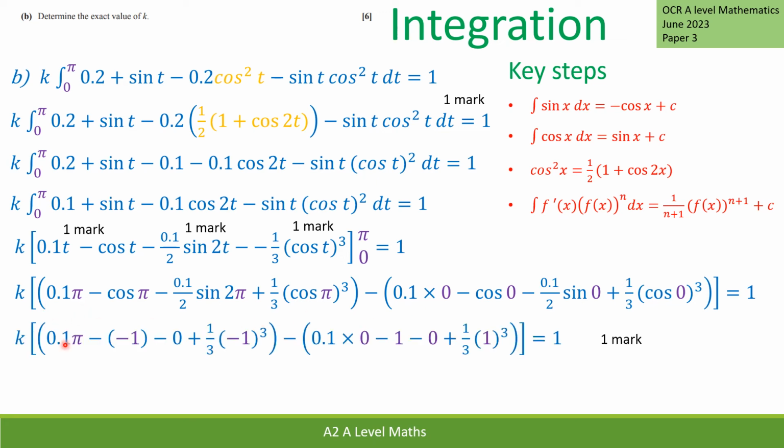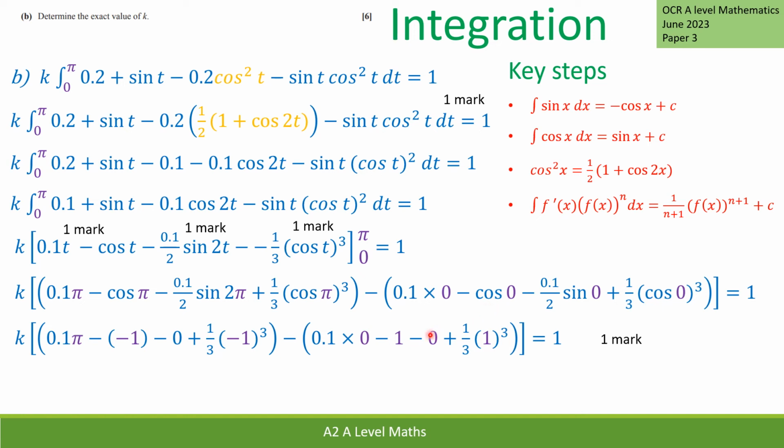So 0.1 pi just stays as 0.1 pi, remembering the k at the front. Cos of pi is the same as minus 1, so just type that in your calculator to find that's minus 1. So you've got 2 minuses there, that's going to become a positive. Sine of 2 pi is just 0. Cos of pi is minus 1 again, so I've got minus 1 all cubed times by a third. Then I'm going to have 0.1 times 0, which will just be 0.